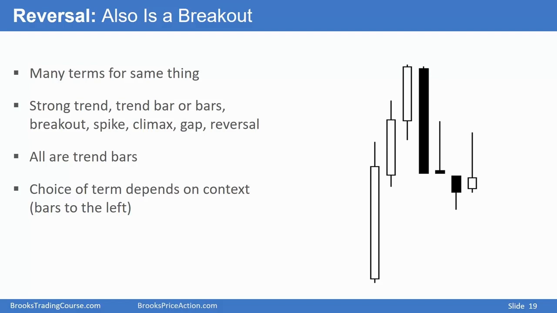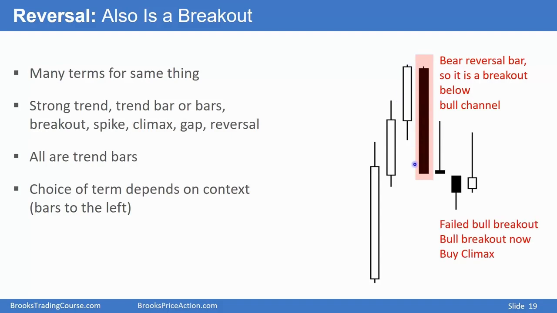Again, the choice of the term depends on what took place to the left. Here we were rallying. Now we have a big bear trend bar. So I would refer to that as a reversal, but it's still a breakout. We have a bull breakout, and this represents a failed bull breakout. Whether that will lead to a trend or a trading range, or a pause in the trend and a bull flag and trend resumption up, too early to tell. But it's a bear reversal, it's a failed bull breakout.